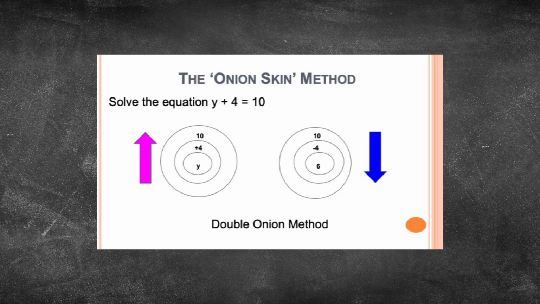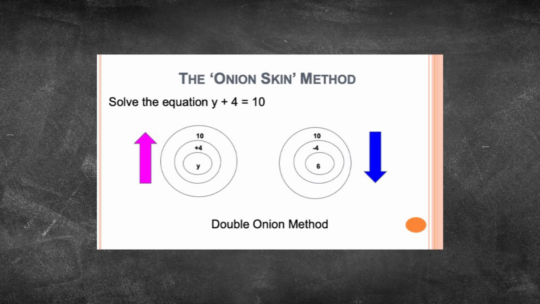Notice that in the first onion, there is an addition sign before the 4. So, in our first onion, we have y followed by plus 4 and finally 10. If you are using the double onion method, you will need a second onion similar to the first one.